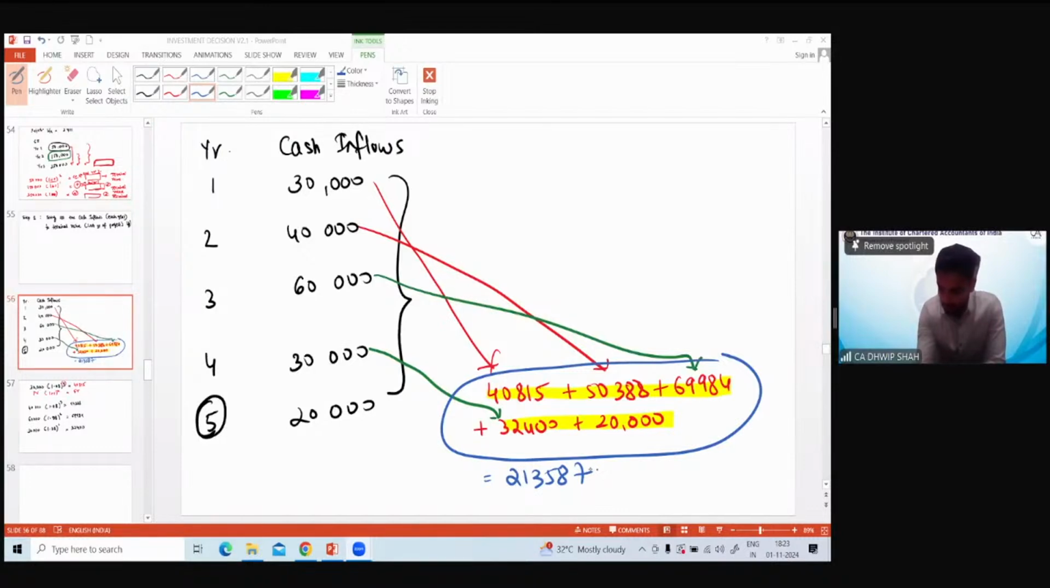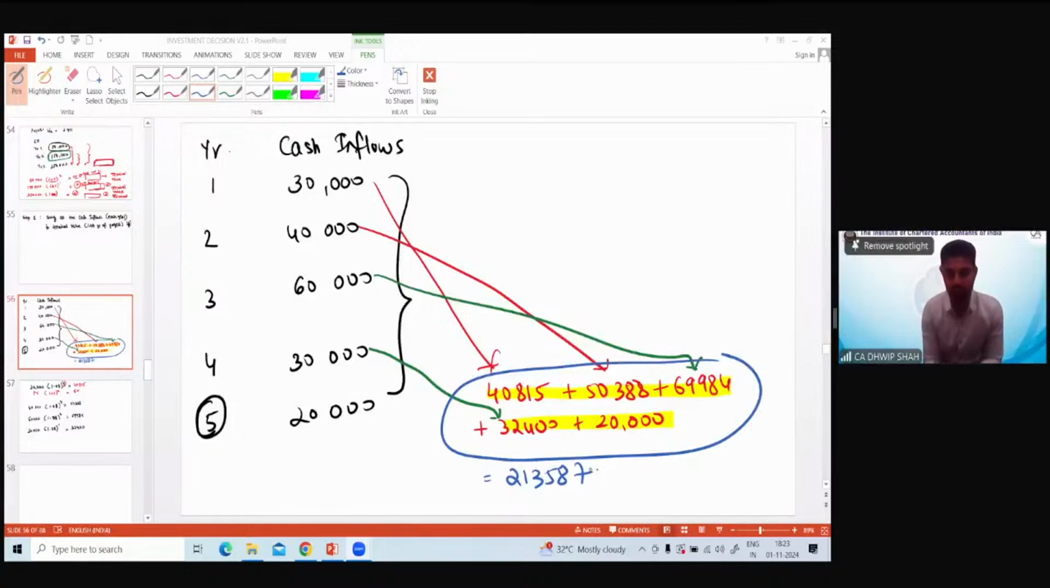Sir, the value of 100 in the past year will be less this year. Here the FV is increasing. We are going from present value to future value. We are not coming from future value to present value. If we were coming from future value to present value, then the value would decrease. But we are going from present value to future value.